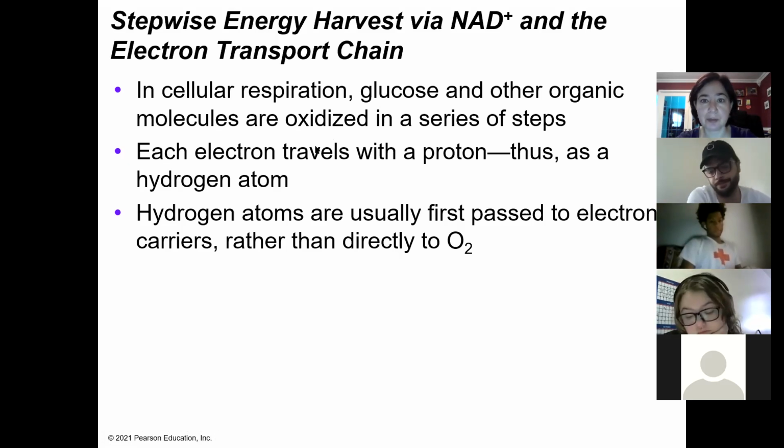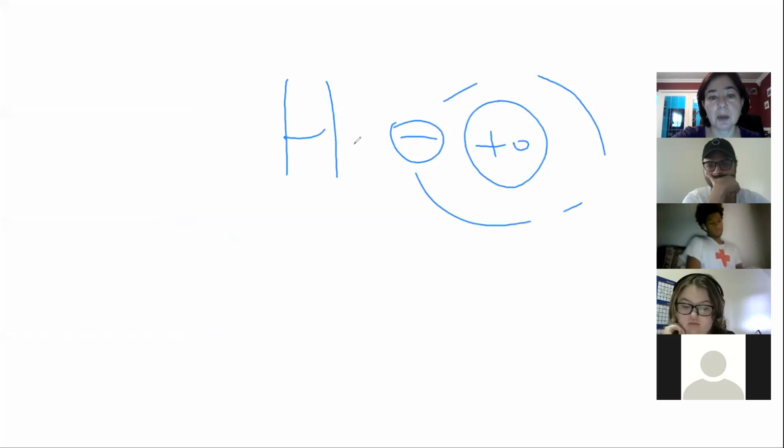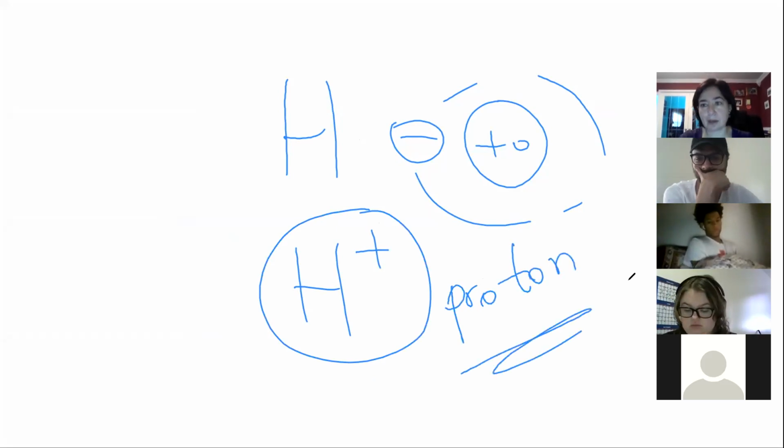Let me just draw it for you. So remember, hydrogen has one proton, one neutron, and one electron. So if you take the electron away from hydrogen, you are left with one proton, right? So sometimes when you look at this H plus, it could be referred to as a proton. Makes a lot of sense. It's really one proton, right? And remember, it has only one electron shell. So whenever you see a proton, it's pretty much referring to hydrogen without its electron.